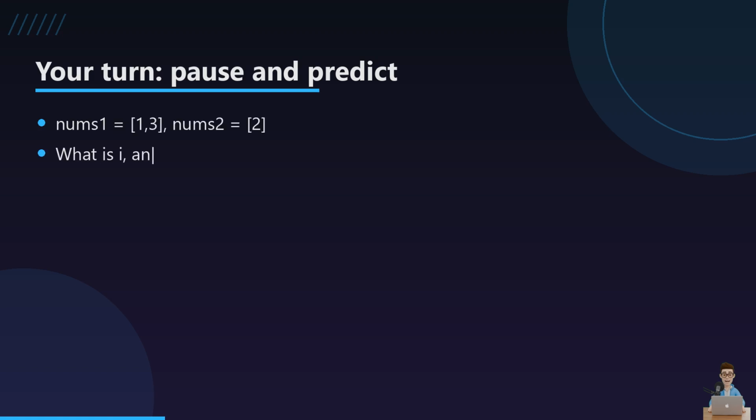Let's practice with a tiny example by hand before I show the answer. This really helps it stick. We have nums1 equals 1, 3 and nums2 equals 2. Pause the video if you can, grab a pen and try walking through the steps yourself. Where does the divider land in nums1? What number j does that give you for nums2? And what median do you end up with? Take a guess, then let's check it together.